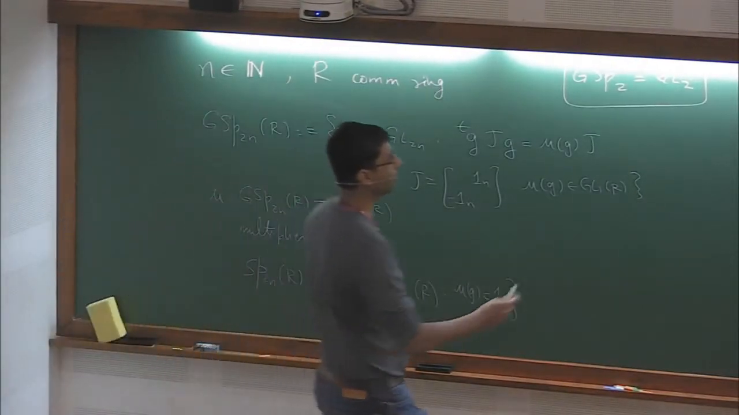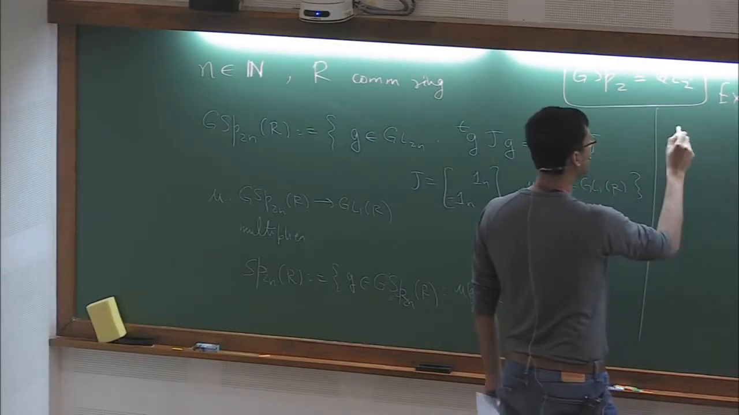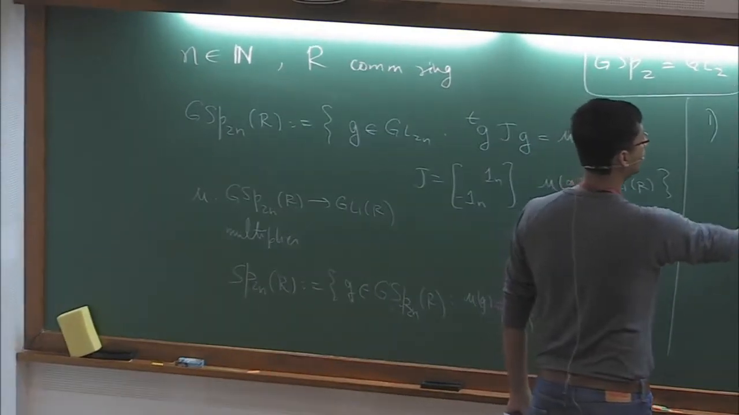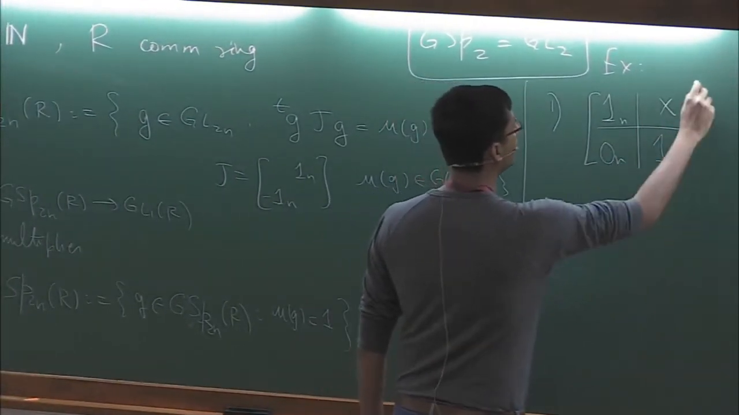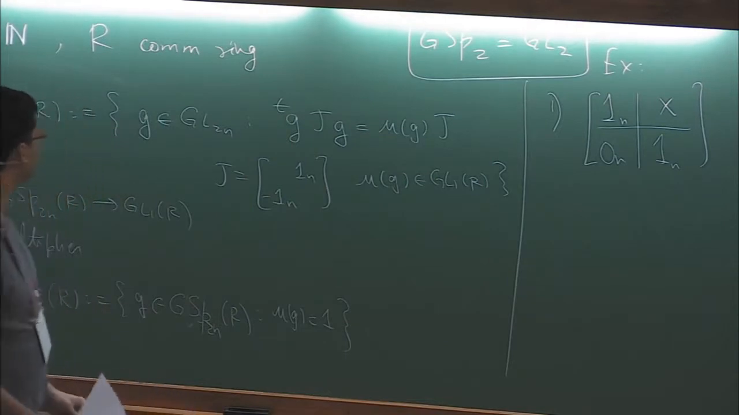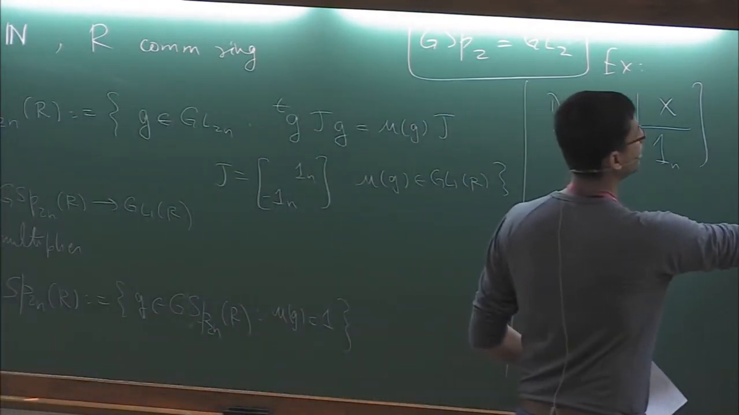Okay, so some examples. You could have matrices of the form 1_n, x, 0, 1_n, and if such a matrix has to belong to the symplectic group, you need x to be symmetric.